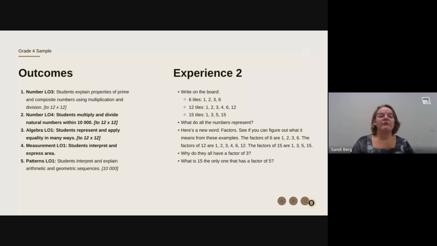So this time I focused on 3 of them: multiplying and dividing to 12 multiplied by 12, representing and applying equality to 12 multiplied by 12, and interpreting and expressing area.